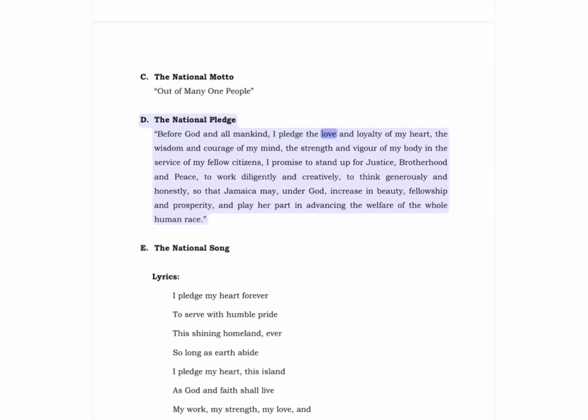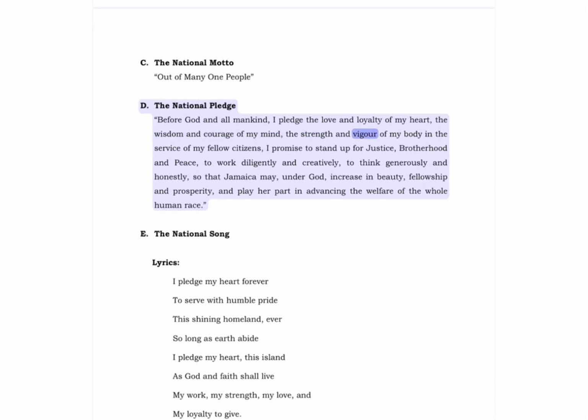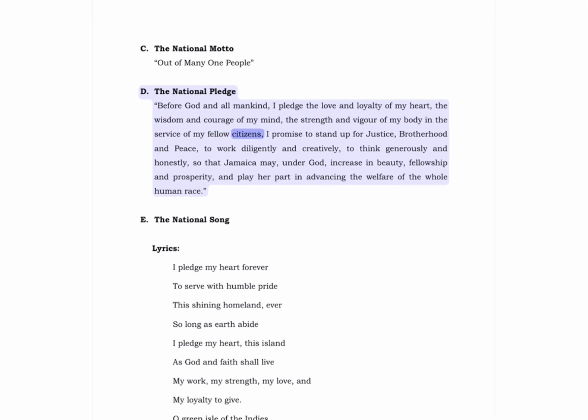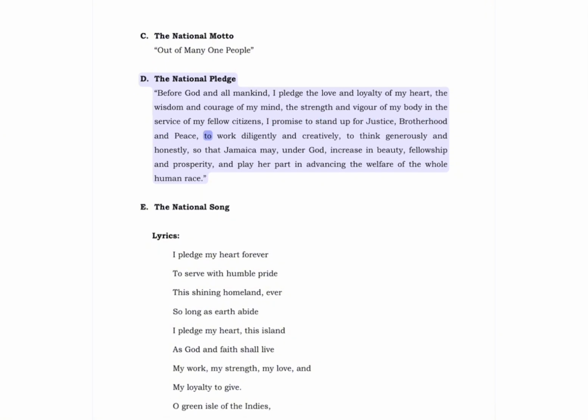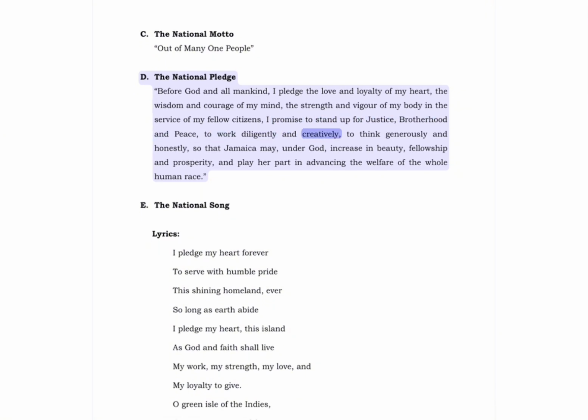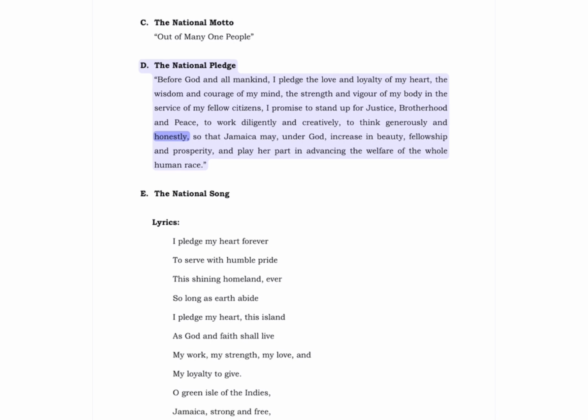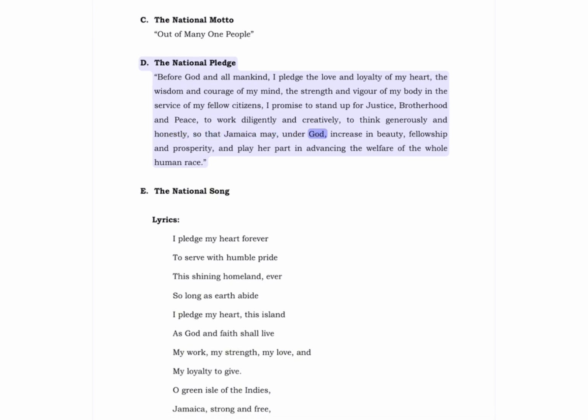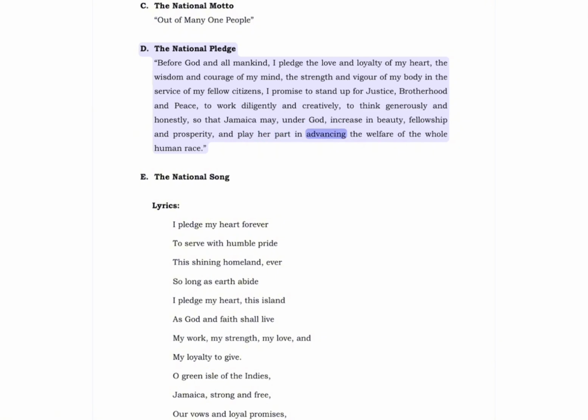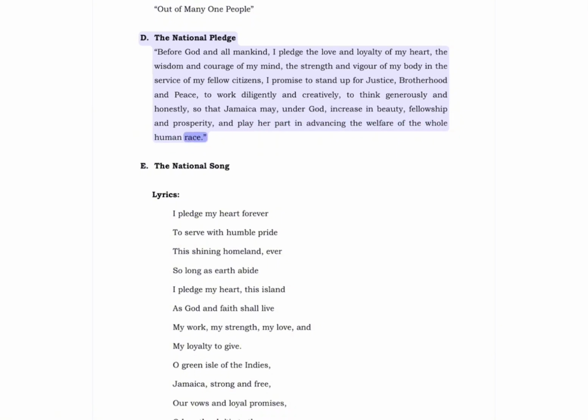I pledge the love and loyalty of my heart, the wisdom and courage of my mind, the strength and vigor of my body in the service of my fellow citizens. I promise to stand up for justice, brotherhood, and peace, to work diligently and creatively, to think generously and honestly, so that Jamaica may, under God, increase in beauty, fellowship, and prosperity, and play her part in advancing the welfare of the whole human race.